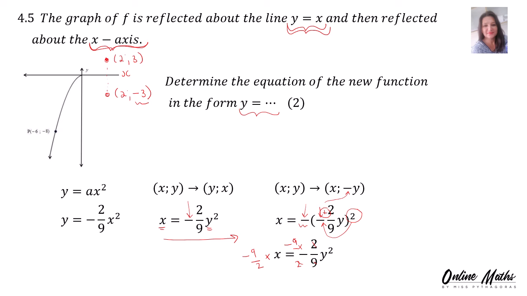So now we have to multiply by -9/2 this side, multiply by -9/2 this side. Here they will all cancel and a minus times a minus is a plus. And there's still this y squared, so we need to take the square root. And your final answer: y equals the square root of -9/2 x.